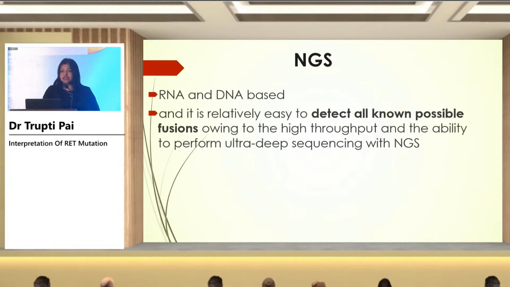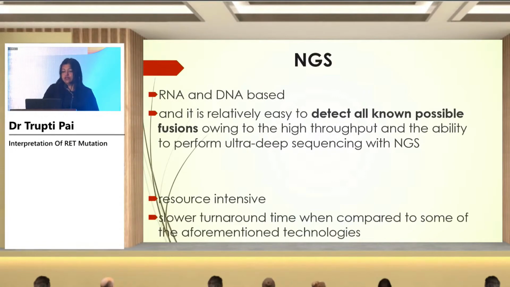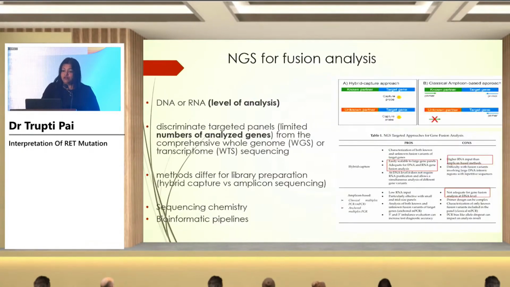So we say that next generation sequencing is highly sensitive and specific, and it is known to detect all the known possible fusions. However, it is resource intensive and there can be a turnaround time issue, as high as 3 to 4 weeks. But when it comes to fusion analysis, a few points are to be kept in mind for NGS analysis. First and foremost, you should know what the level of analysis is, whether you are using DNA or RNA. What is your targeted gene? Is it a very limited panel or are you using an extended panel? And also the library preparation method, whether it is hybrid capture versus amplicon sequencing.